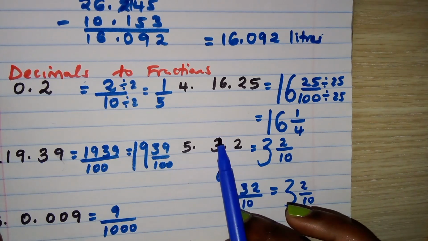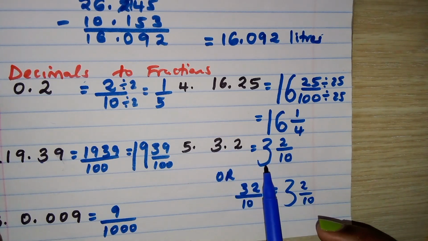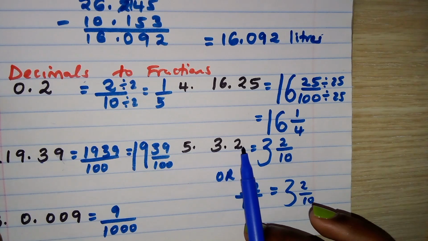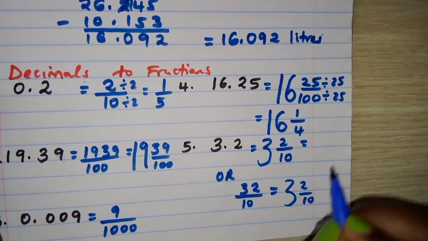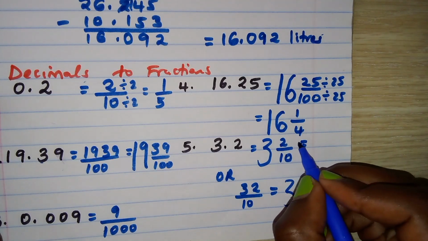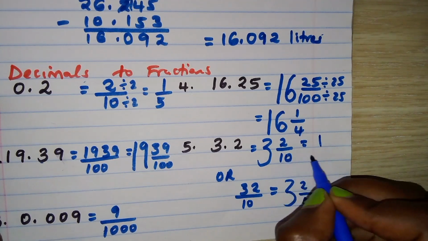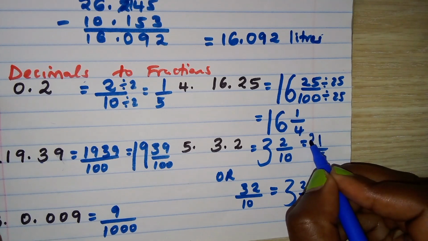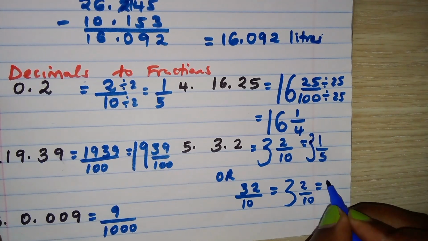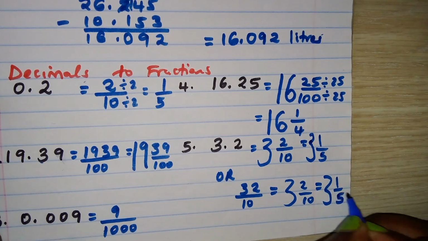You just look at the number in front of the decimal point, it becomes your whole number. Then you change the number after the decimal point into a fraction. So here we divide by 2, that would be 1, divide by 2, that would be 5. So 3 whole 1 out of 5.